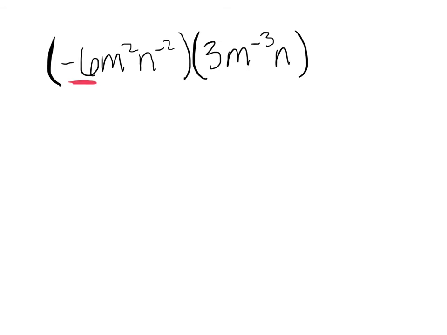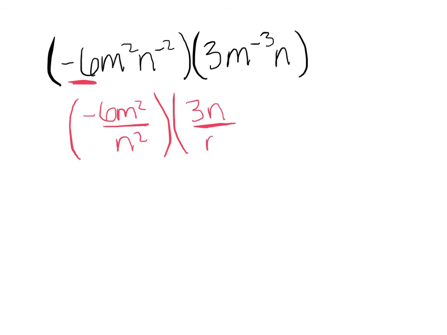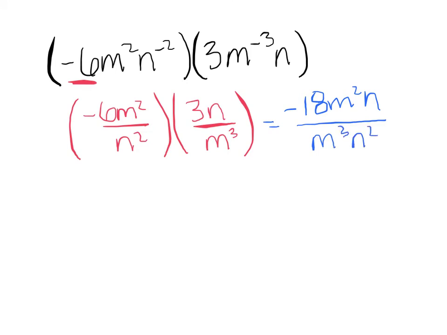So we can rewrite this first set of parentheses as negative 6m squared over n squared. Now, in the second parentheses, 3n is happy, so he's going to stay where he's at, and n cubed will come to the bottom. Now this is just a regular multiplication problem. Negative 6 times 3 is negative 18, m squared, n. Then on the bottom we can multiply those and we can say m cubed, n squared.